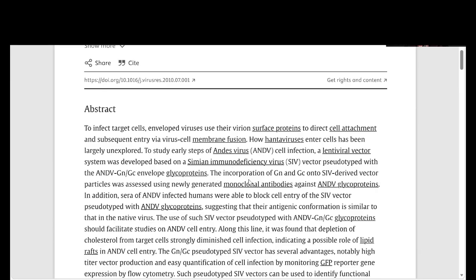So I'm going to continue here. The incorporation of GN and GC onto the SIV-derived vector particles was assessed using newly generated monoclonal antibodies against Andes glycoproteins. In addition, sera of the Andes virus infected humans were able to block cell entry of the SIV vector pseudotype with the Andes virus glycoproteins, suggesting that their antigenic conformation is similar to that in the native virus.